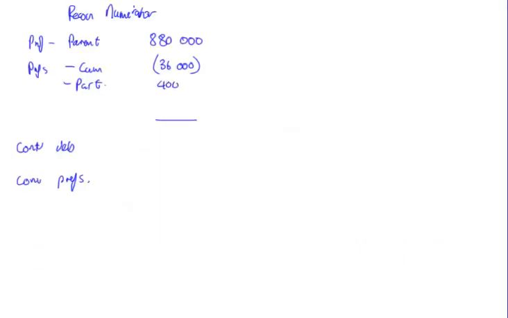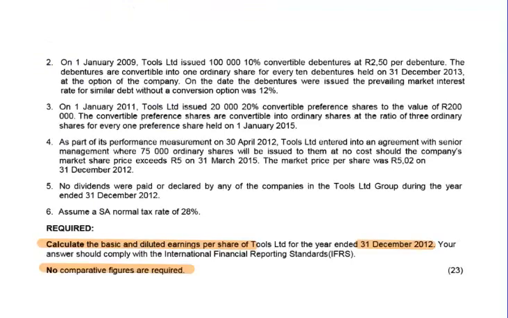The difference with them though is we're actually going to have a column for the ordinary shareholders' earnings and also for the participating preference shares, which is 40,000.